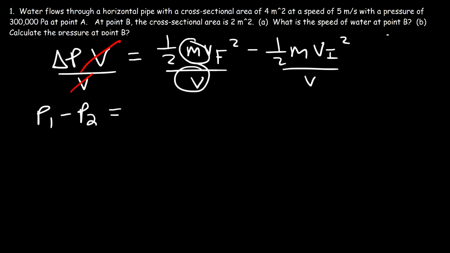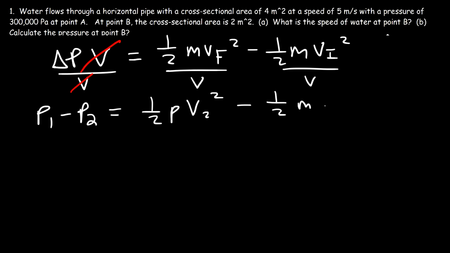Mass divided by volume is density. So this is going to be 1/2 rho, which is m over v, times v final squared. So that's going to be, let's say, v2 squared minus 1/2 m v1 squared. I mean, not m, but rho v1 squared, because that's mass over volume.